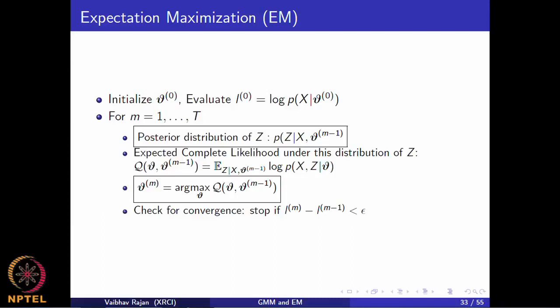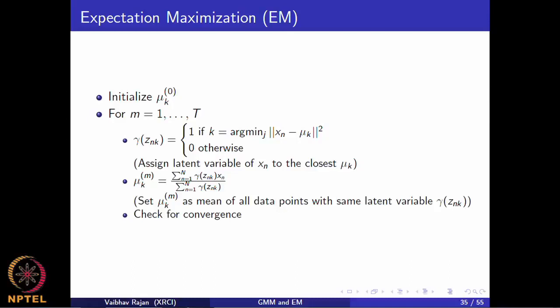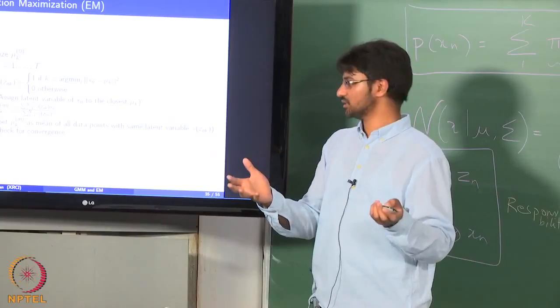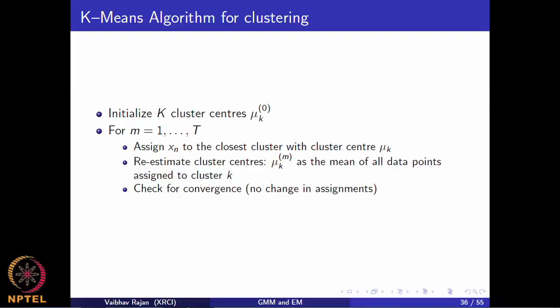So, this is the general EM. We first calculate the posterior distribution of Z, which we saw is exactly this. You assign the latent variable of xn to the closest mean, right, and then set the new mean as the mean of all data points with the same latent variable, right, which is just the k-means algorithm. So, you are assigning xn to the closest cluster with the cluster center mu k, and then re-estimating the cluster centers as the mean of all data points that is assigned to that cluster.